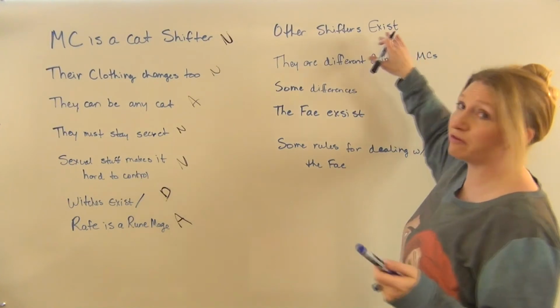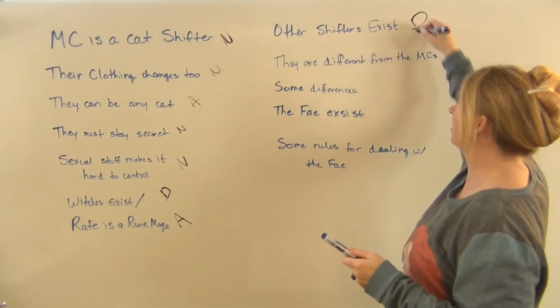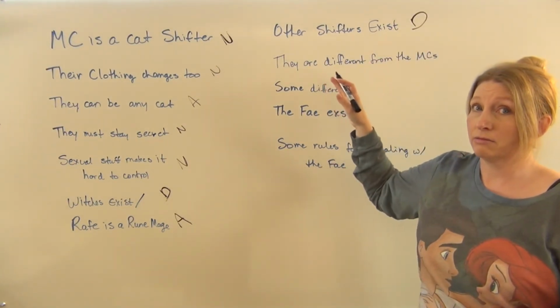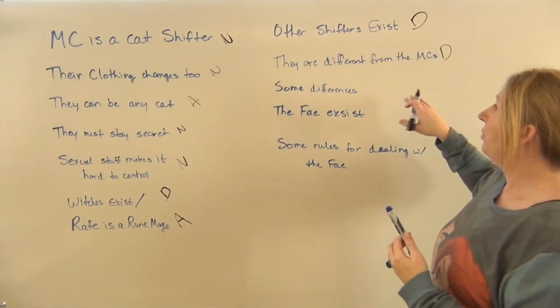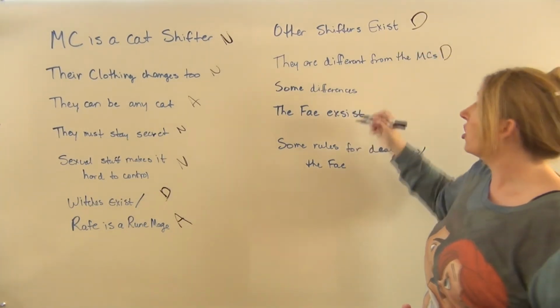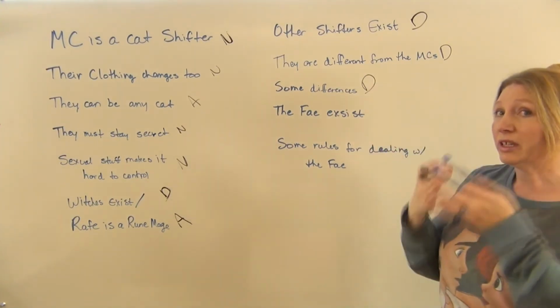So Rafe specifically flat out tells them other shifters exist. Dialogue, because they ask. There are differences. Again, dialogue, because they ask about that. That gets into what some of the differences are. And again, that's dialogue between the characters.